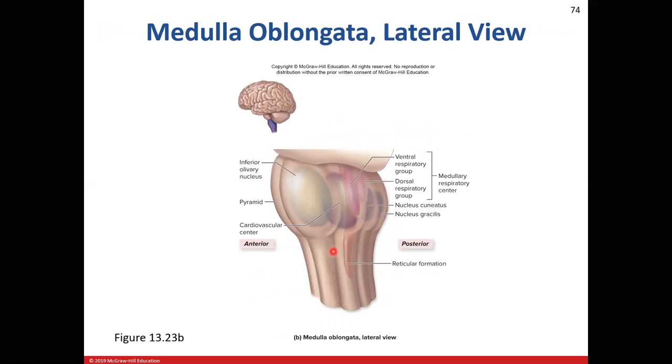Here's a lateral view of the medulla. You get a chance to see the different nuclei as we can see through here. But again, just kind of a lateral view of taking a look at the medulla as it sits within the brainstem.